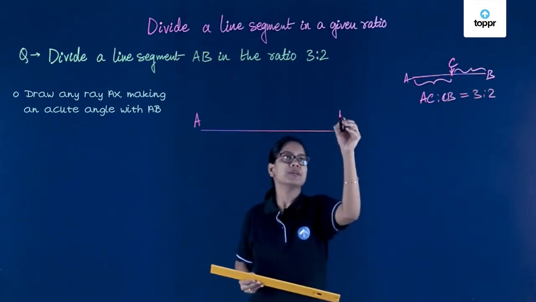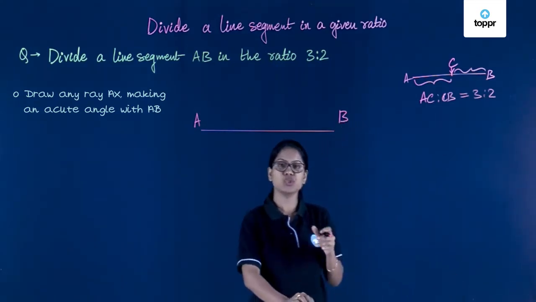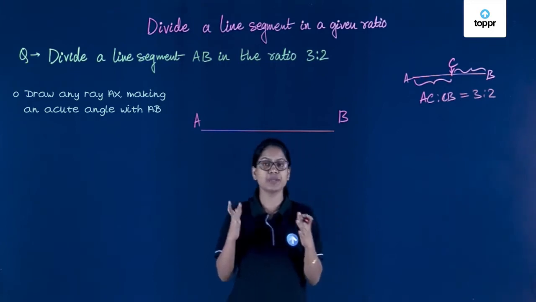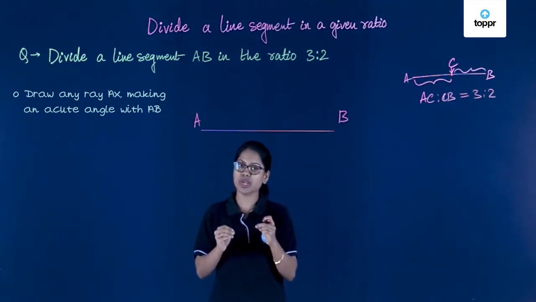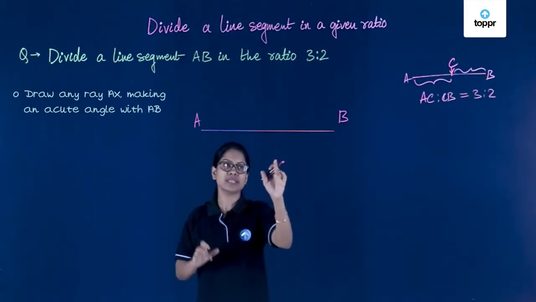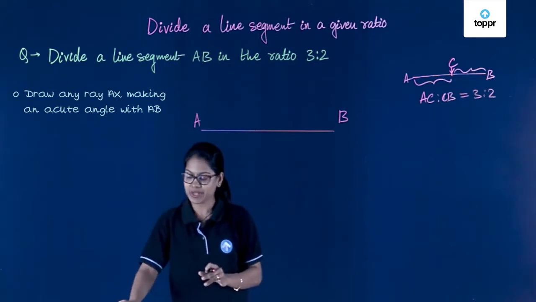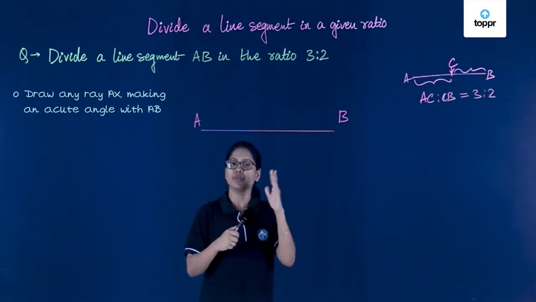So here's the line segment AB, and in case of questions where the measure of the line segment has been given, in those cases we'll be following the instruction as per the question. So in this case, because we do not have any measure, I've drawn a line segment of any measure. Next, we need to divide it in the ratio 3:2.